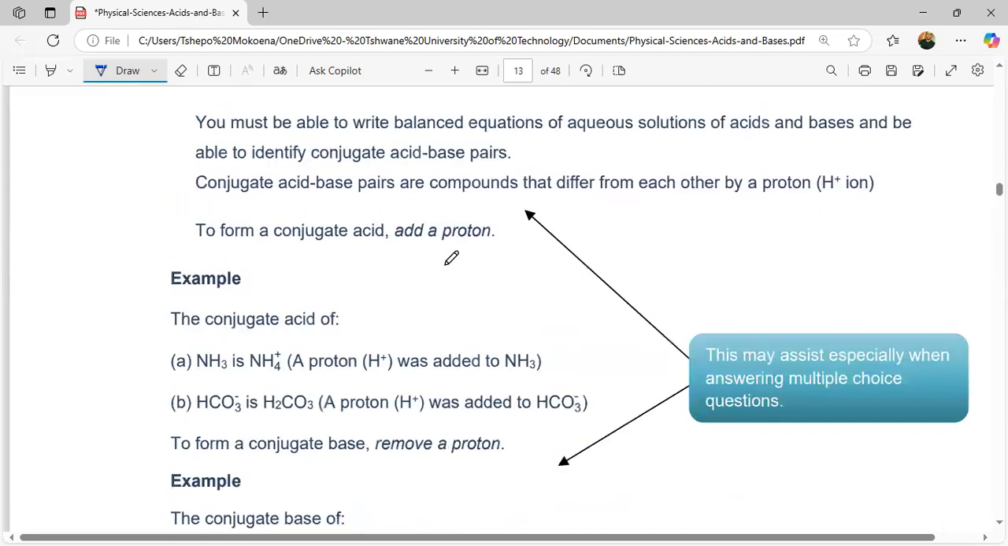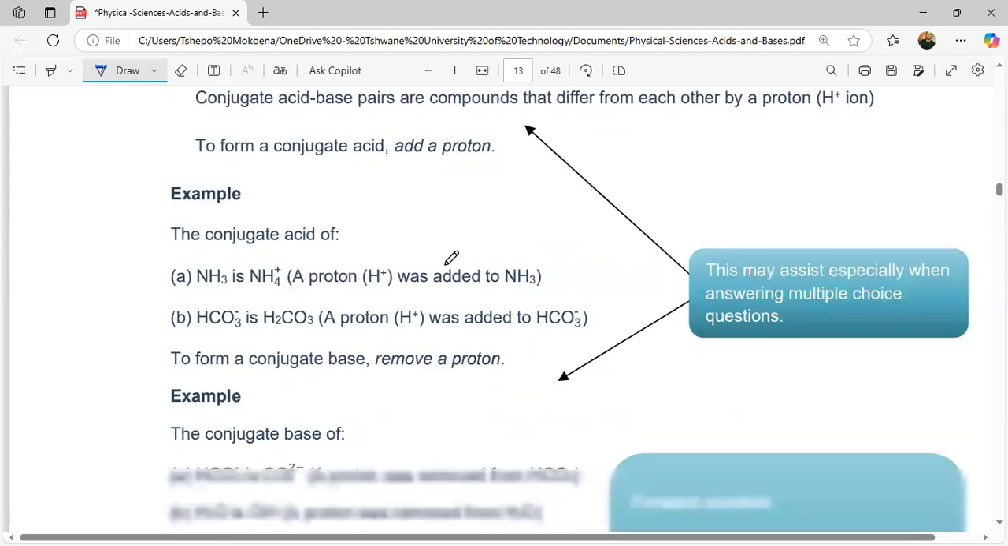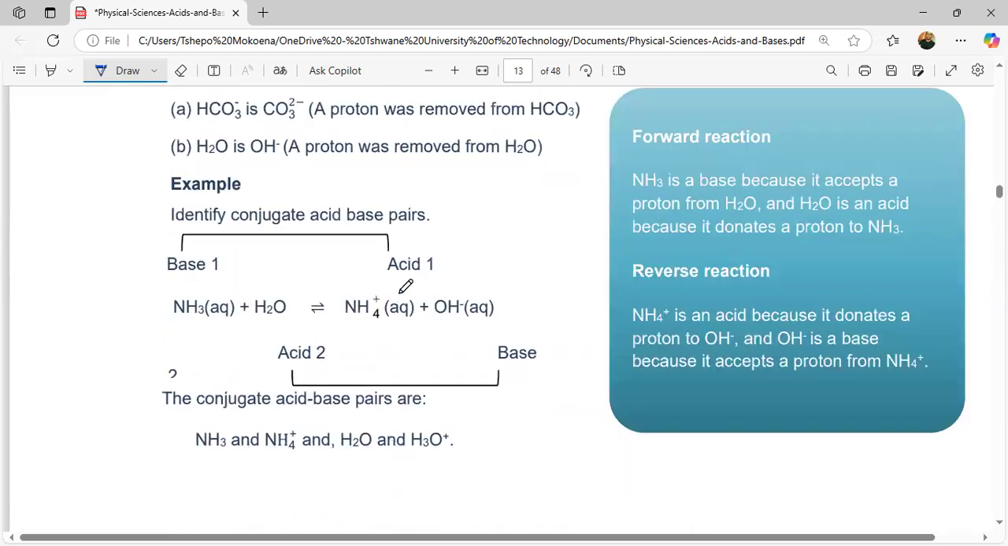Now, what I want us to do is, I want to do it like this. Looking at this example now. Let's have a look at this chemical reaction.